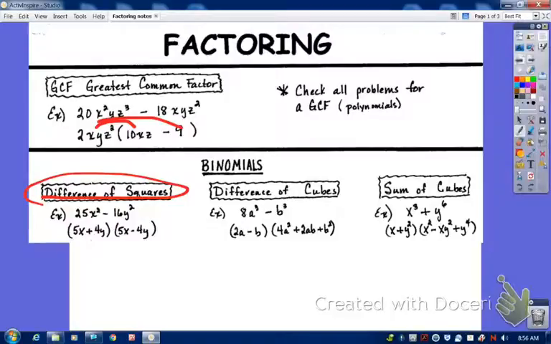The difference of 2 perfect squares always factors into 2 binomials. They're going to be exactly the same, except one's going to have a positive and the other one's going to have a negative. We've seen those before. Those are called conjugates. Okay?